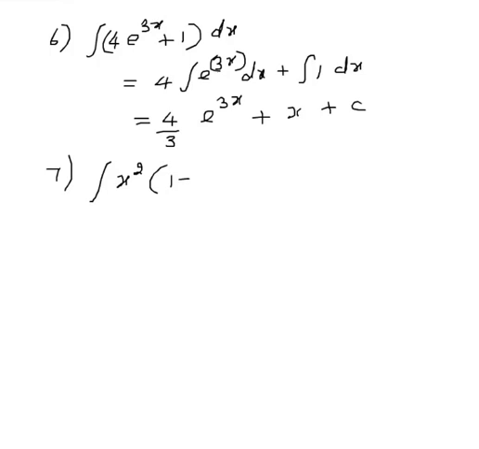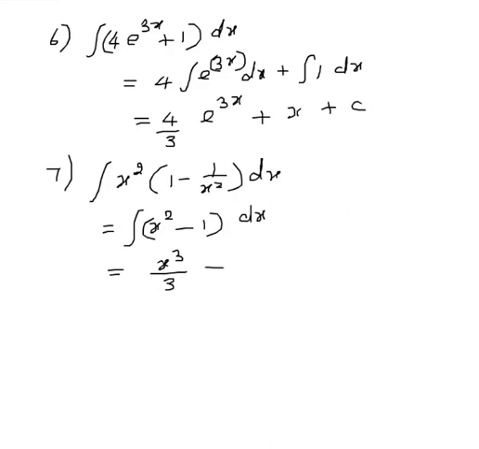Question 7. Integral x square times 1 minus 1 by x square dx. We don't know how to find the integral of product of two functions. So let us open the brackets. X square minus 1 times dx. Now easily we can integrate. Integral of x square is x cube divided by 3, using the x power n plus 1 by n plus 1 formula, and integral of 1 is x. I will write two integral terms here. Integral of 1 is x and one constant of integration will do, so plus c.